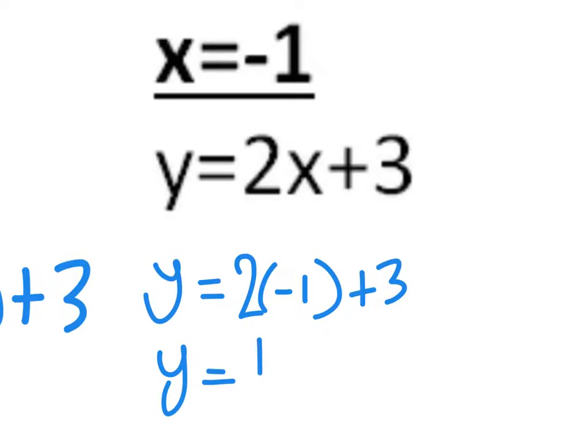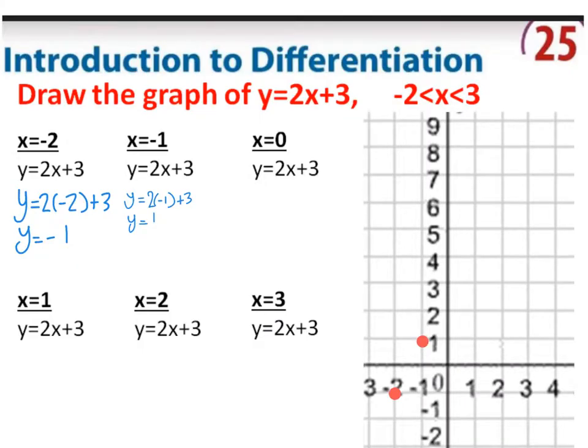So now we're going to plot the point -1, 1. So there's our point -1, 1. So it lines up with -1 on the x-axis and +1 on the y-axis. So now we're doing the same for x is equal to 0. And we're going to do the same for x is equal to 1, x is equal to 2, and x is equal to 3.